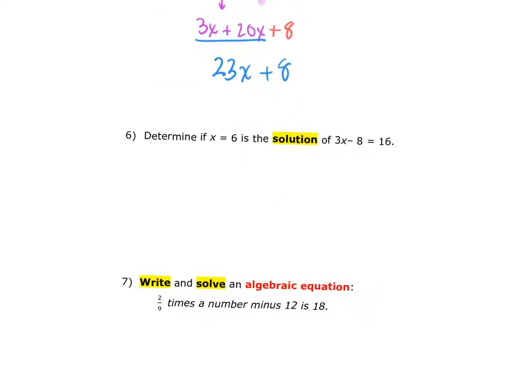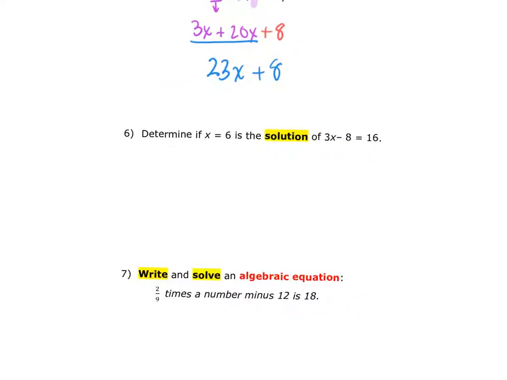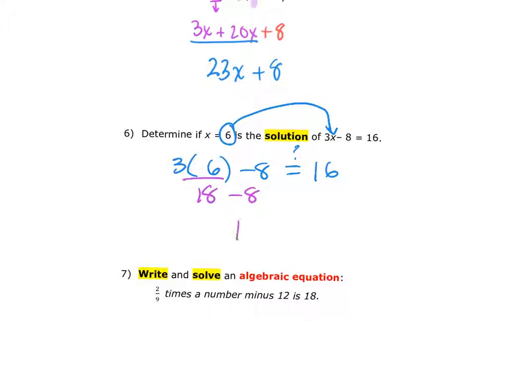Number 6, determine if x equals 6 is the solution of 3x minus 8 equals 16. 2 ways to do this. Step 1 is to actually solve that equation for x to see if it's equal to 6. But the other one is so much easier, to just plug in 6. You want to know if putting 6 in here makes it true. 3 times 6 minus 8. We want to know, is it equal to 16? Well, 18 minus 8 is 10. It is not equal to 16, so no, it is not a solution.